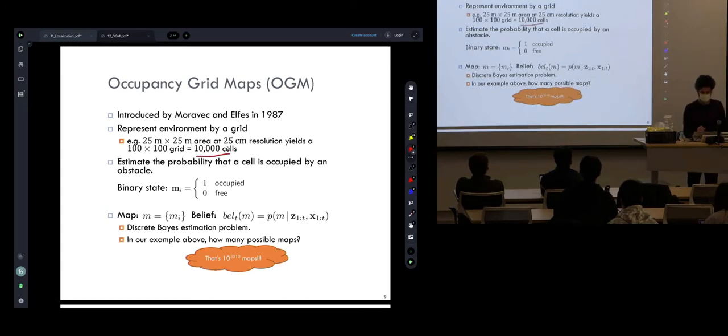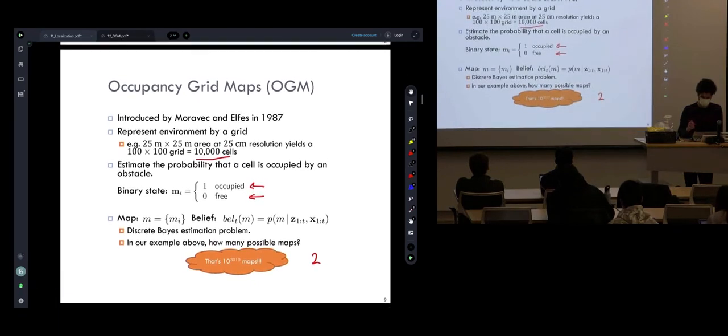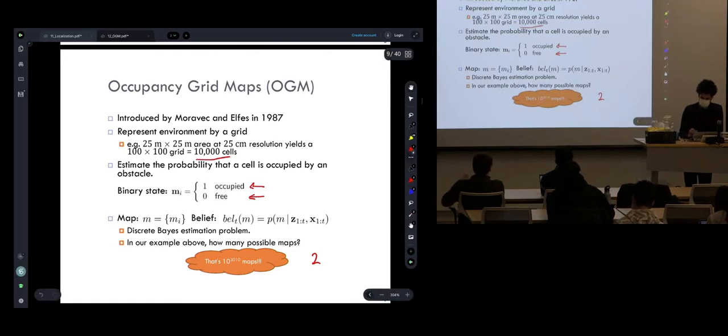But let's say we consider the state not to be a continuous value, but a binary value: 1 if it's occupied, 0 if it's free. How many possible maps do we have for this probabilistic state? So we have 10,000 cells. Each cell has 2 possible states. So you get 2 to the power of 10,000, something like this.